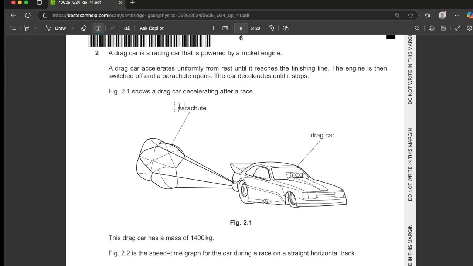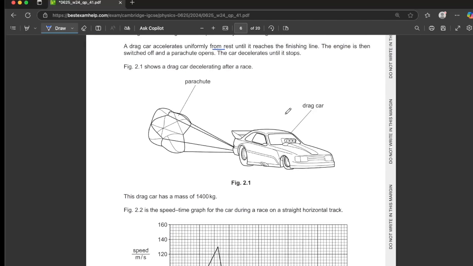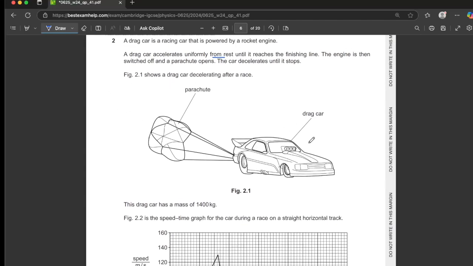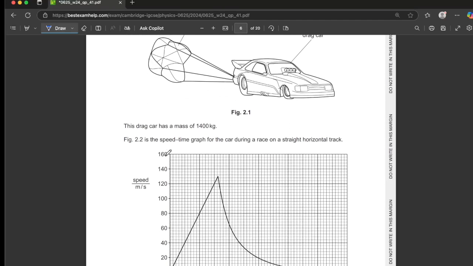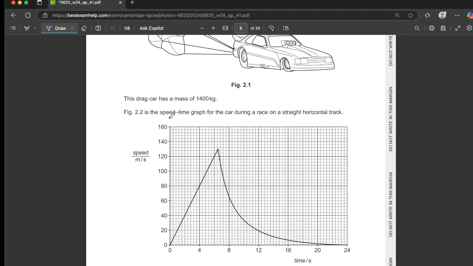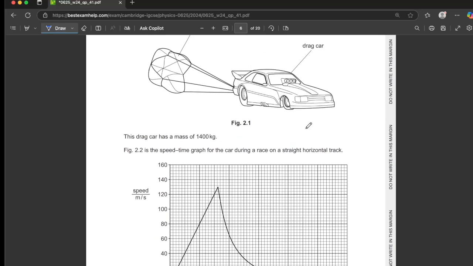Number 2, a drag car is a racing car that is powered by a rocket engine. A drag car accelerates uniformly from rest until it reaches the finishing line. The engine is then switched off and a parachute opens. The car decelerates until it stops. Figure 2.1 shows a drag car decelerating after a race. The drag car has a mass of 1400 kilograms. Figure 2.2 is a speed-time graph of the car during a race on a straight horizontal track.